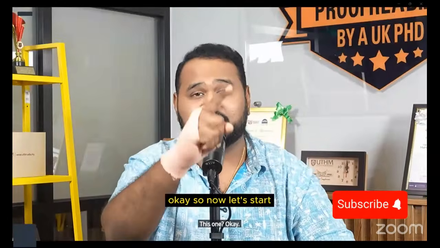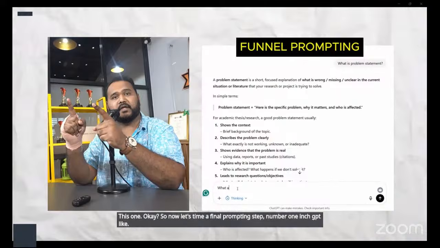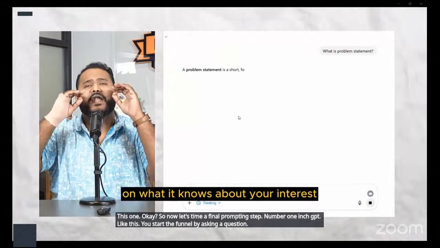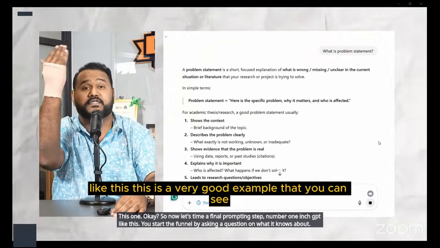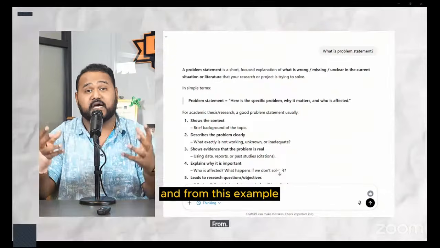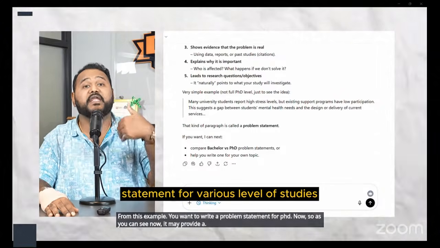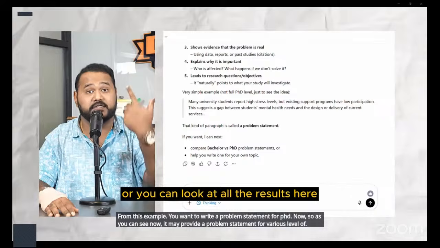Okay, so now let's start. A. Funnel prompting. Step number 1. In ChatGPT, you start the funnel by asking a question on what it knows about your interest. This is a very good example that you can see. And from this example, you want to write a problem statement for PhD now. As you can see, it may provide a problem statement for various levels of studies. You can look at all the results here.